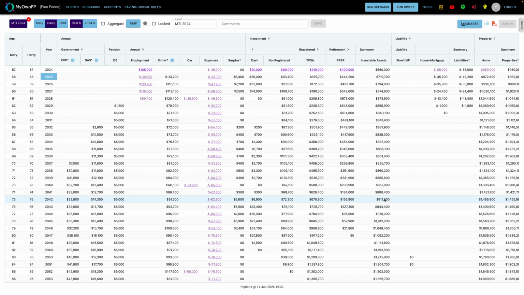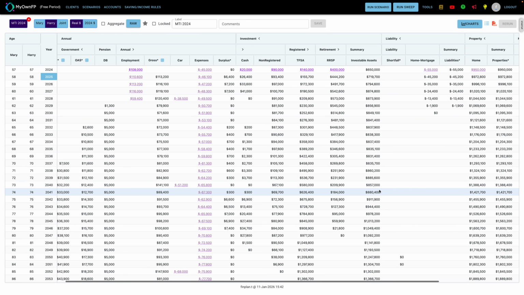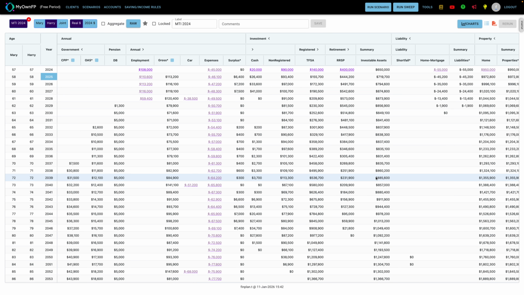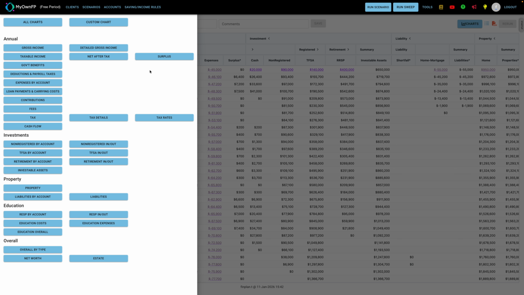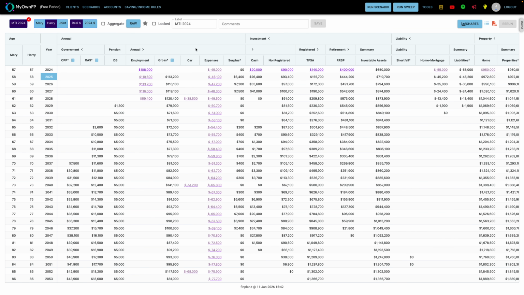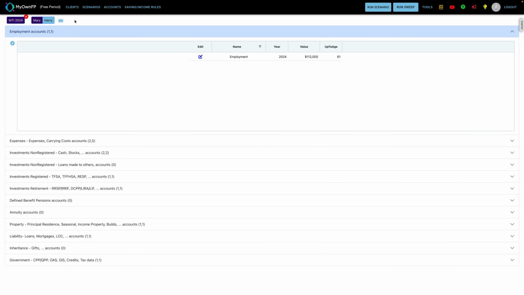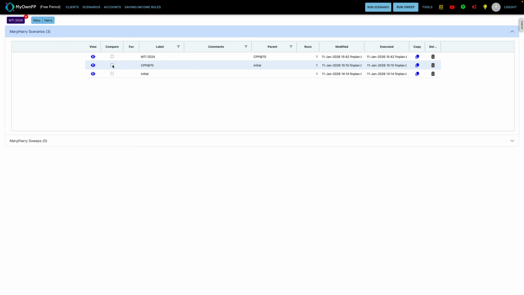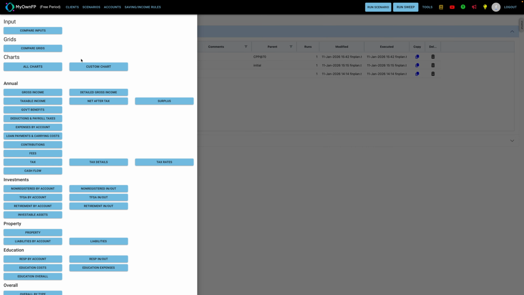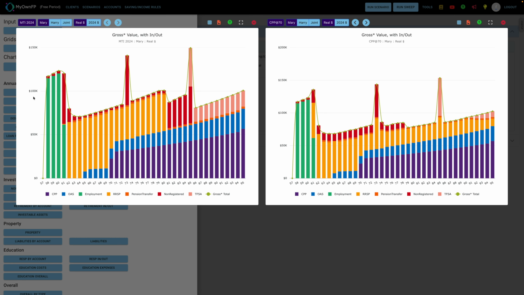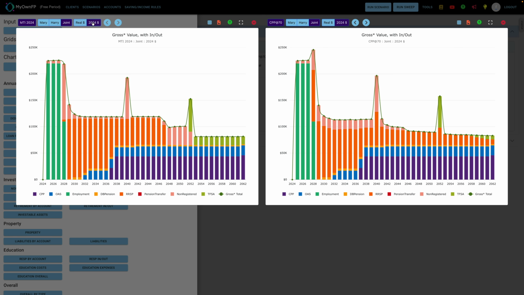And now we're going to take a look and try to compare and understand: is this scenario and this set of rules better than the previous set of rules? Okay, so let's take a look. Oh, sorry. What we want to do is do the comparison of these. So we're going to go here, and we're going to go CPP 70, MTI 2024. You can compare the inputs, the grids, and we're going to look at gross income. So you can see here, let's do this in joint, 2024.